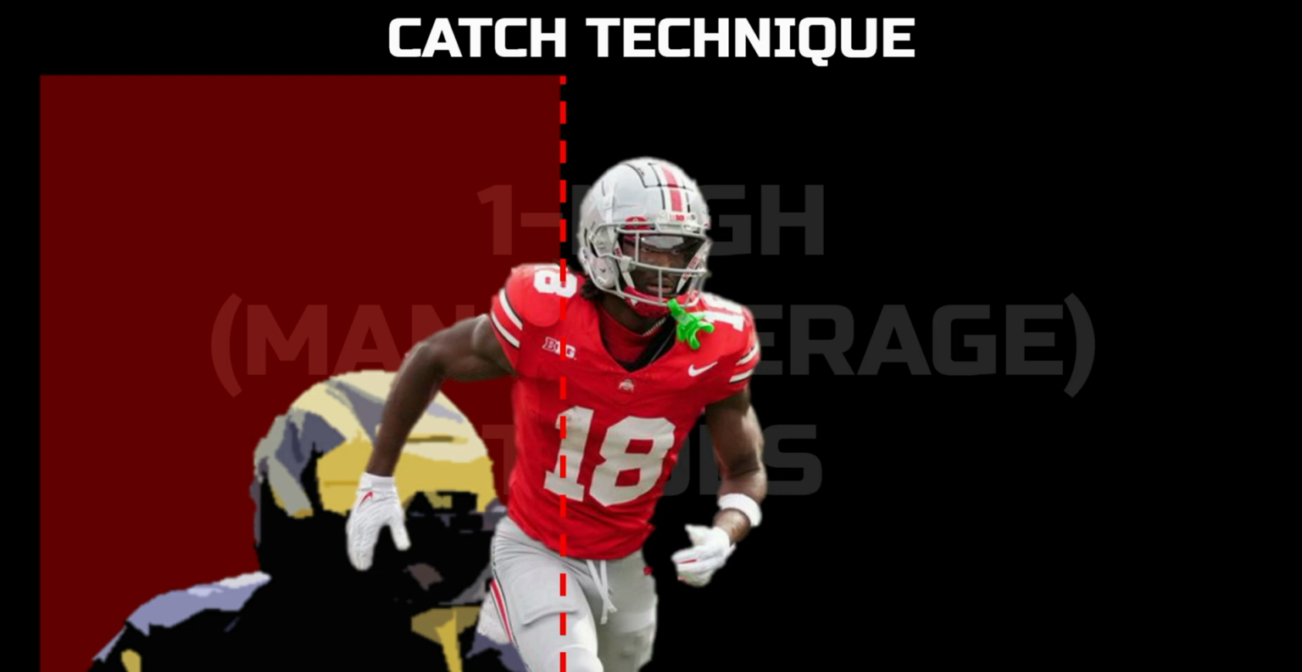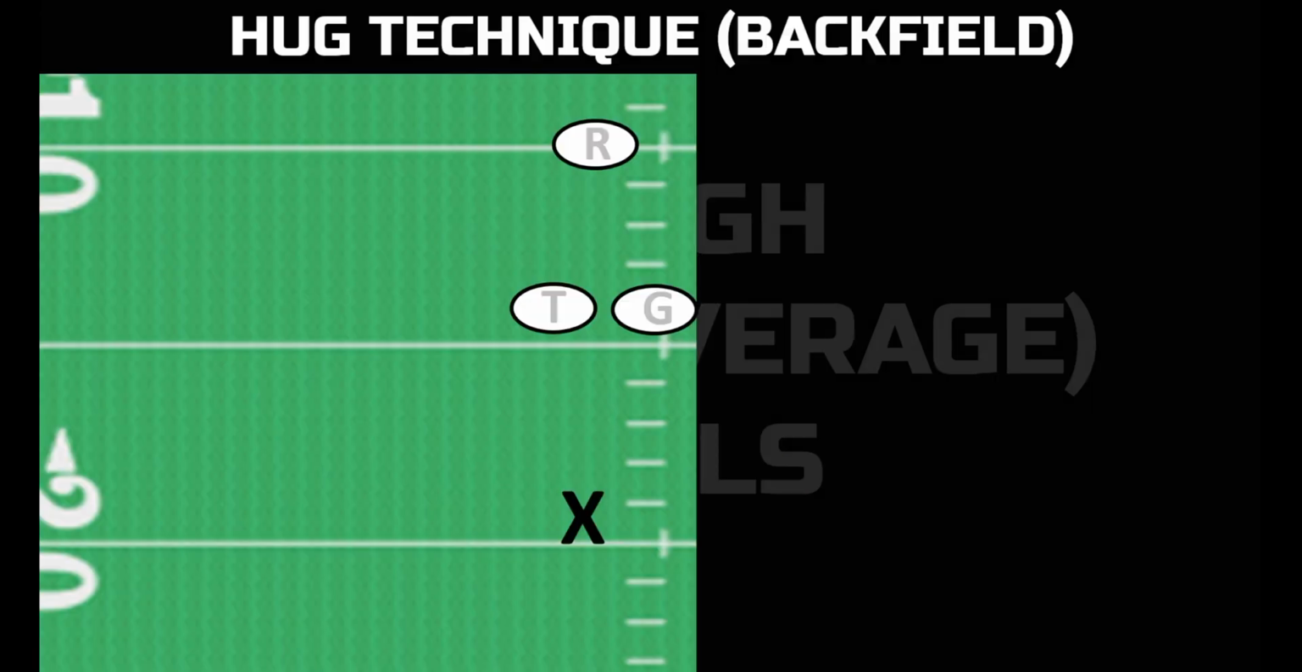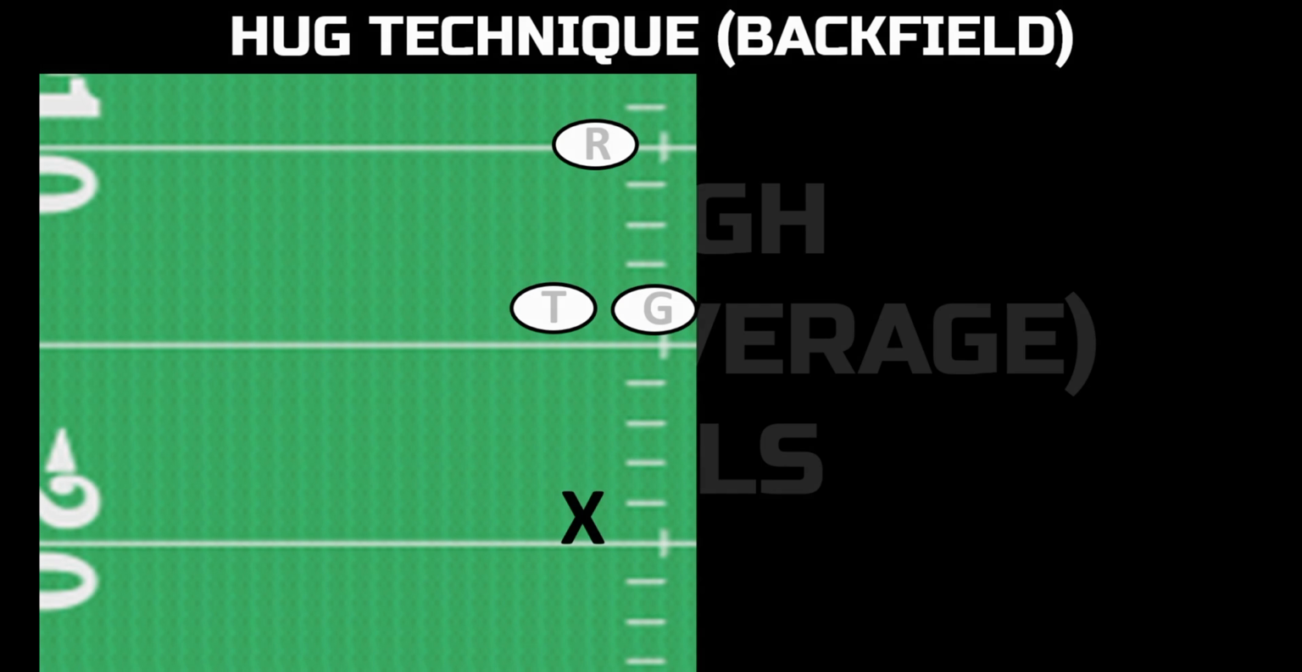Once I'm running with him, I'm tracking his hip as I trail him. And remember, it's all about mirroring and matching his hips. Okay, so that was catch technique. Now we're introducing hug technique, which is used when covering a back from the backfield.